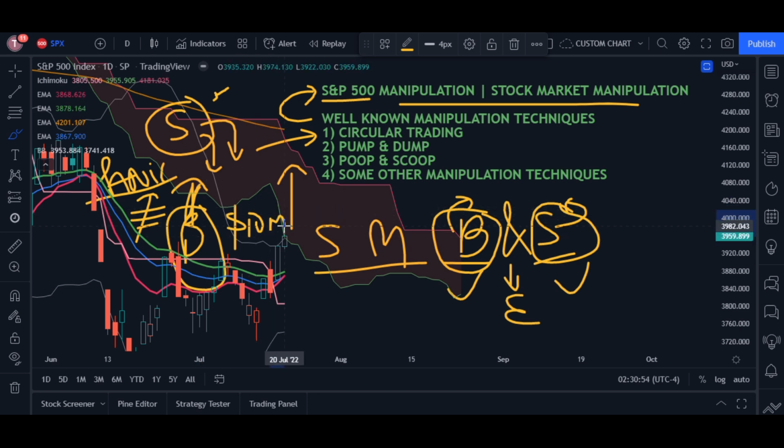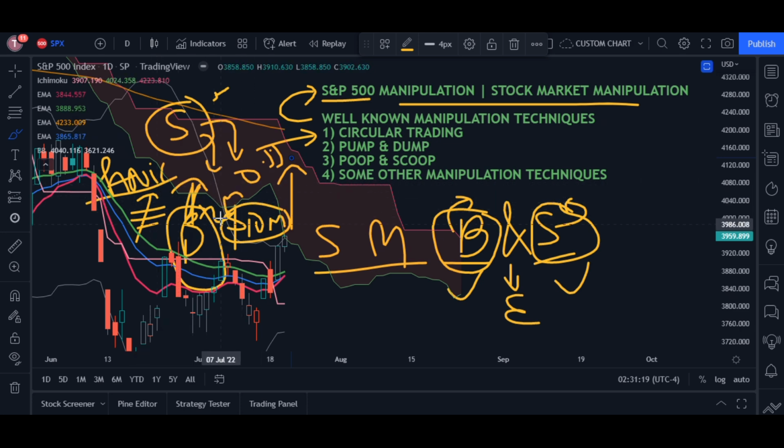See, if he is planning to invest 10 million, then he will not invest 10 million all at once. So let's say he will pump $2 million. With this $2 million, he will raise the price by 0.5%. After pumping in $2 million and raising the price by 0.5%, he will wait for some time.